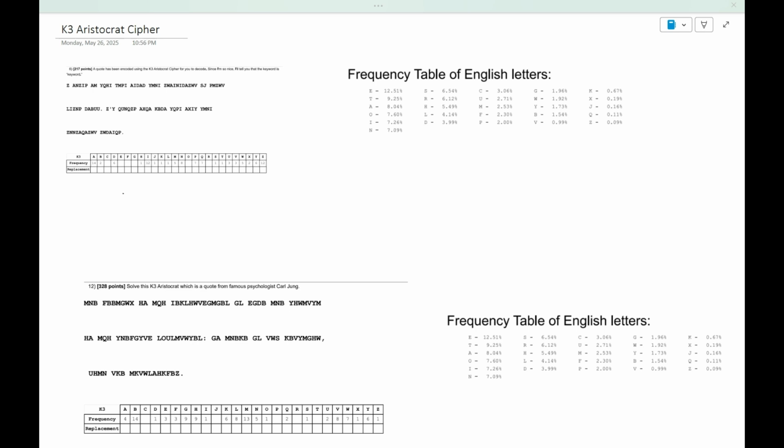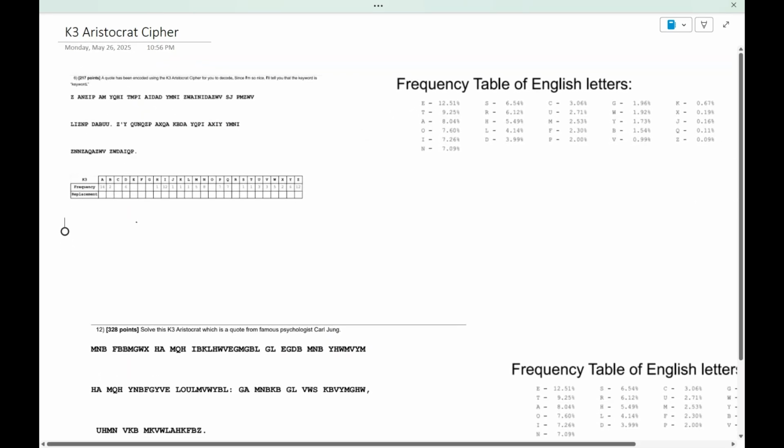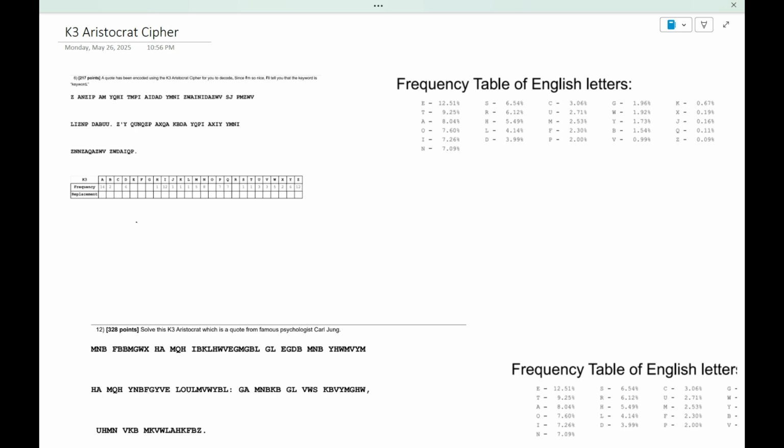And so the last two videos or so, we looked at the K1 and K2 Aristocrat Cipher. And so today I wanted to look at the K3 Aristocrat Cipher. If I were to tell you just a little bit about the K3 Cipher, really there's a lot of confusion on where the keyword goes in the plaintext and ciphertext.